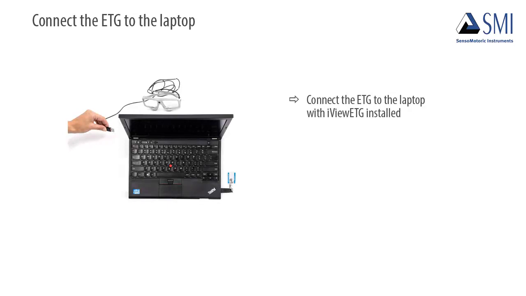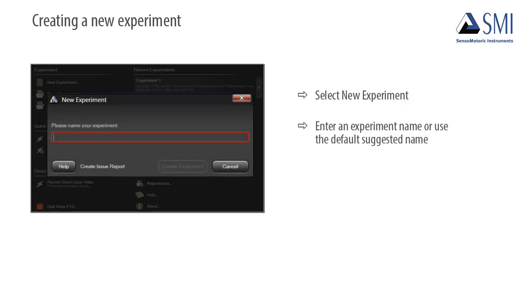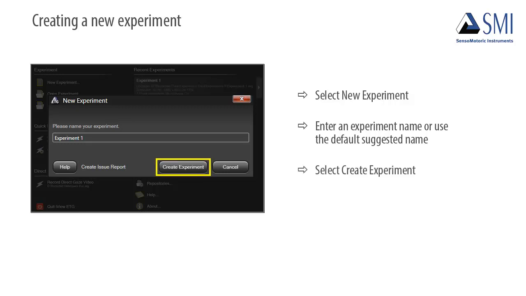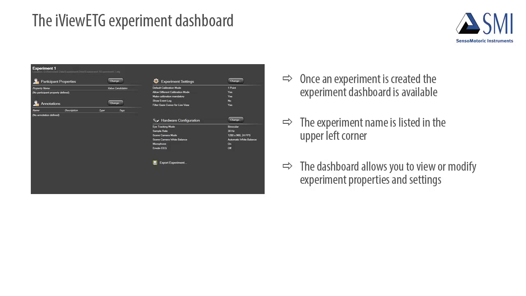First, connect the ETG to a laptop with iViewETG installed and opened. Select the Use Local Glasses option in the dashboard. Select New Experiment. Then enter an experiment name or use the default name assigned by iViewETG. Then select Create Experiment. Once an experiment has been created, the experiment dashboard will appear, showing the experiment name in the upper left corner. Use the dashboard to view and modify experiment properties and settings.